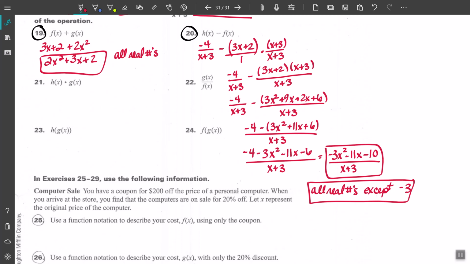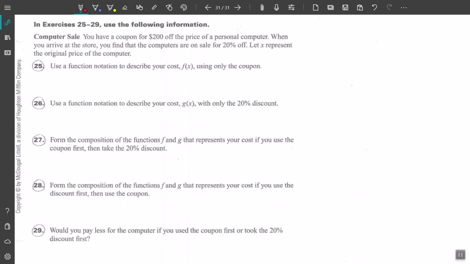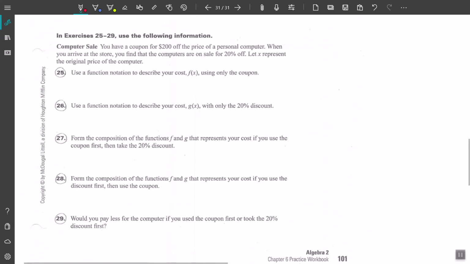And if that's the case, that number needs to be taken out of the set of all real numbers for the domain. All right, and last, hopefully we can move through this a little bit quicker. You have a coupon for $200 off the price of a computer. When you arrive at the store, you find that the computers are on sale for 20% off. They want you to let X represent the original price of the computer.